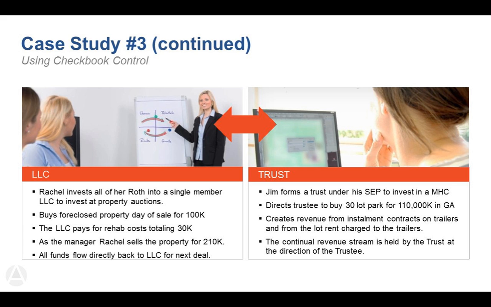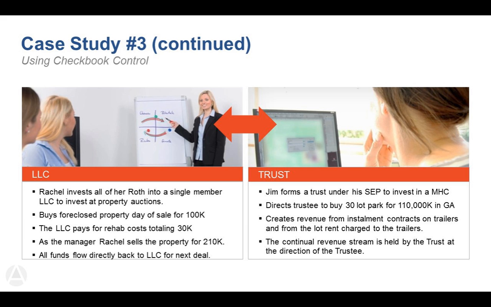So her investment strategy in this instance is to buy foreclosed property at the day of a sale for $100,000. The LLC, after it pays the $100,000 for the property, pays for all the rehab costs associated with that asset as well for $30,000. As the manager of the LLC, Rachel sells the property for $210,000.